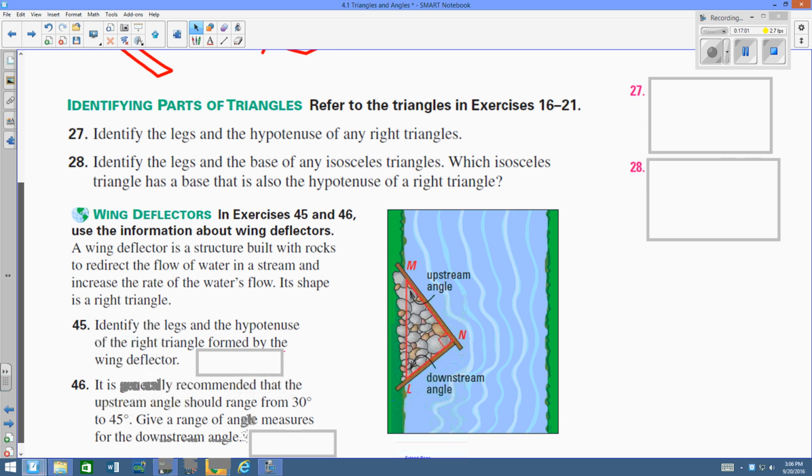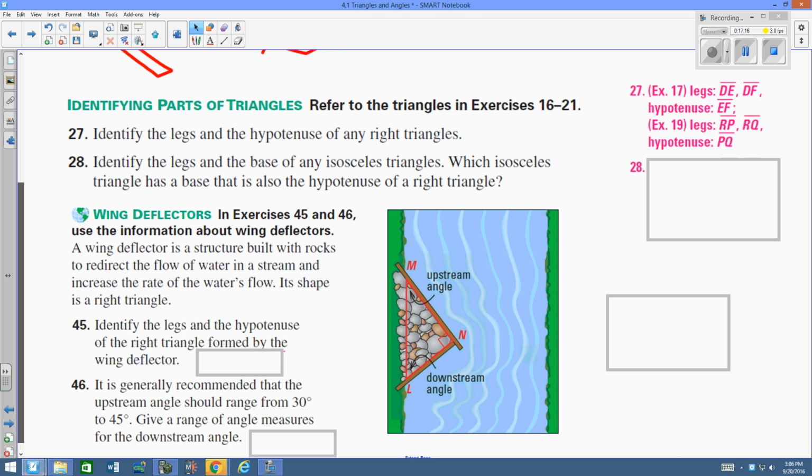Identify the legs and the hypotenuse of any right triangles from 16 through 21. All right. So if you look back at problems 16 through 21, number 17 would have legs DE and DF and a hypotenuse of EF. And number 19 would have legs of RP and RQ and a hypotenuse of PQ. So those were both right triangles.